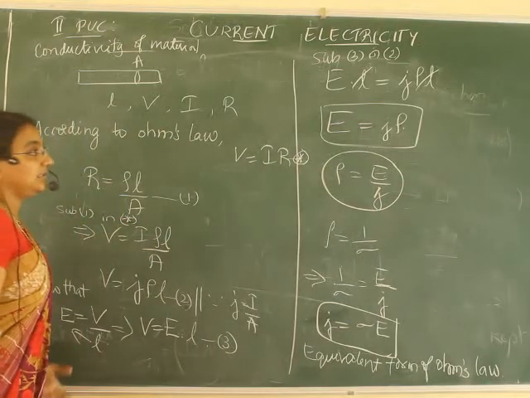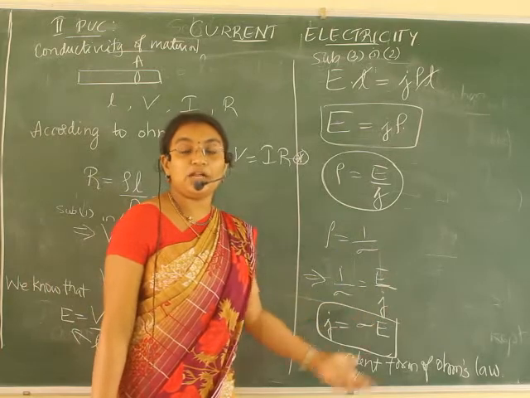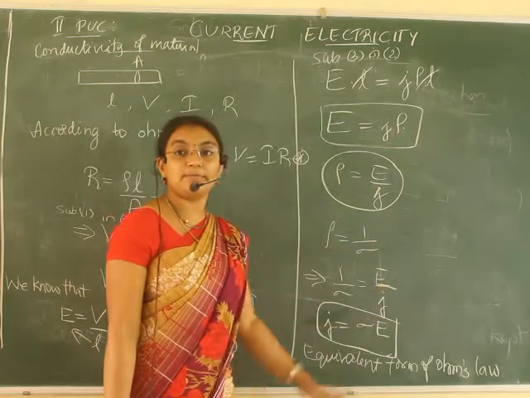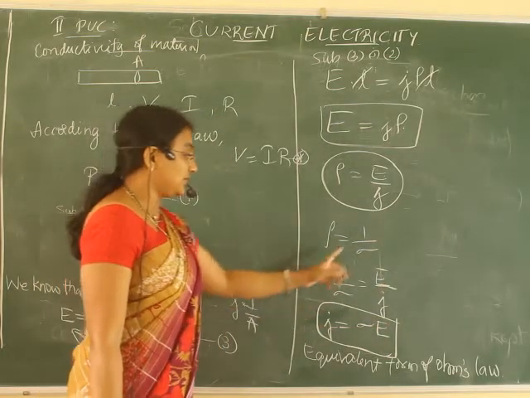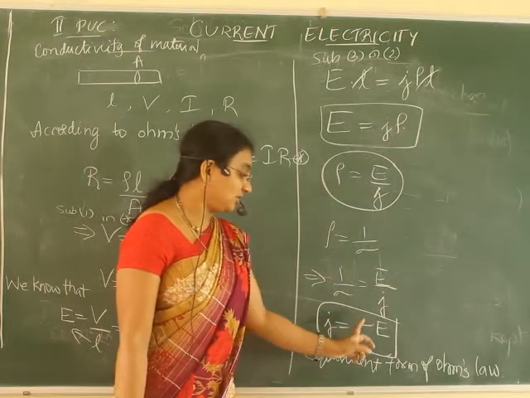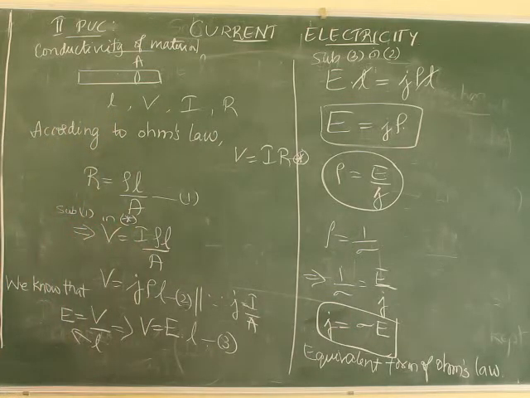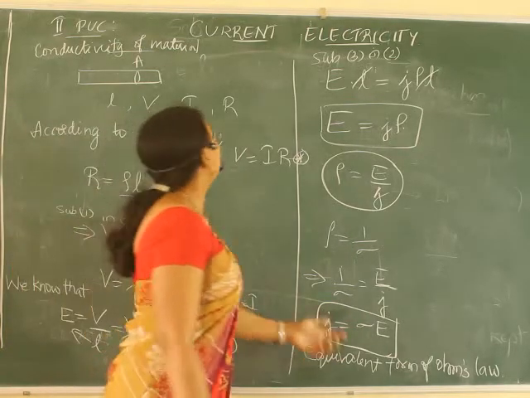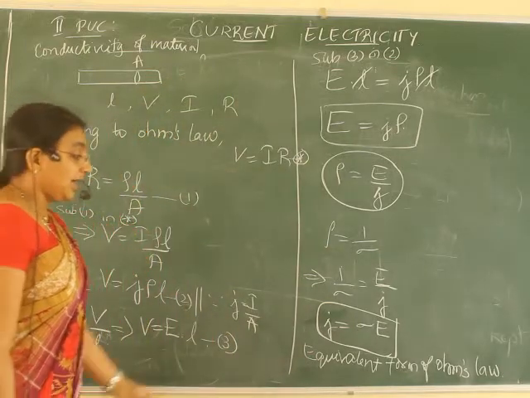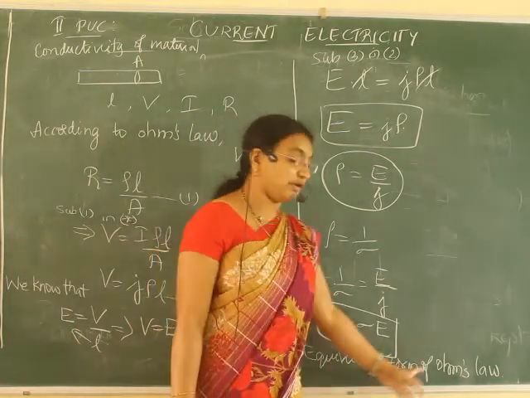Correct? Then we know that conductivity is nothing but reciprocal of resistivity. So I can write resistivity is equal to 1 by conductivity. So substitute in the place of rho. We get this one. Therefore J is equal to sigma E. This is nothing but the expression for the conductivity of the material. And this expression J is equal to sigma E is the equivalent form of Ohm's law.